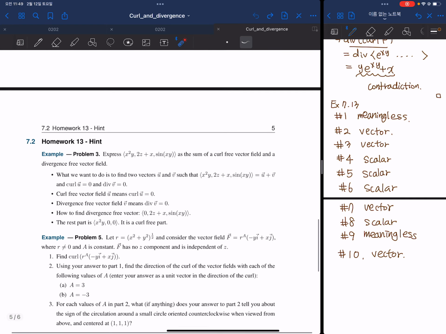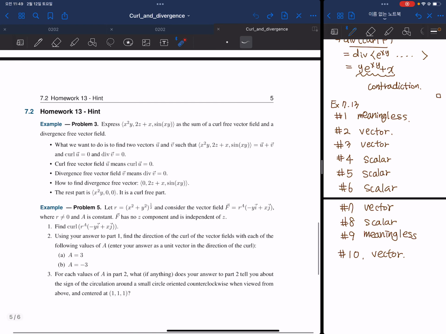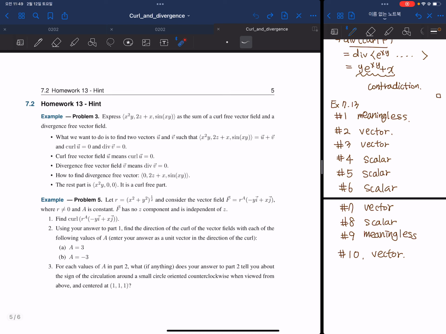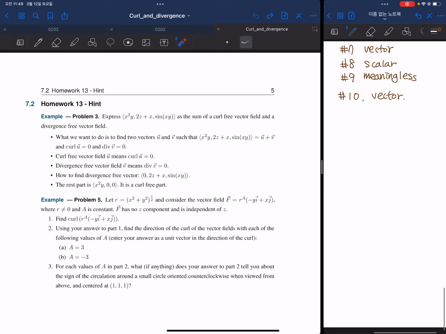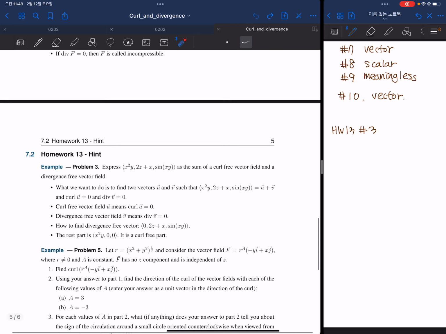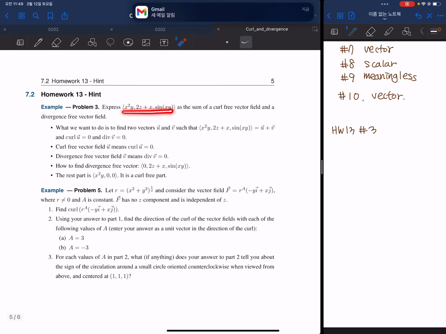And then the last page is for our homework, and some of you asked about some homework problems, so I just wrote down a hint here. So it is homework 13, problem 3. Maybe the function is different, because I used these vector fields as we used in the examples before. Okay, so here x squared y, and then 2z plus x, and then sine xy.